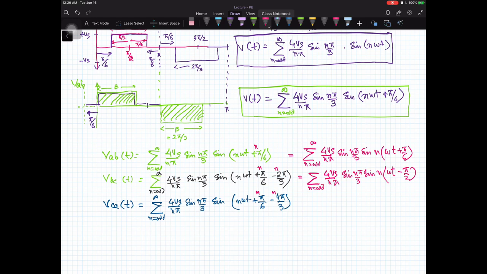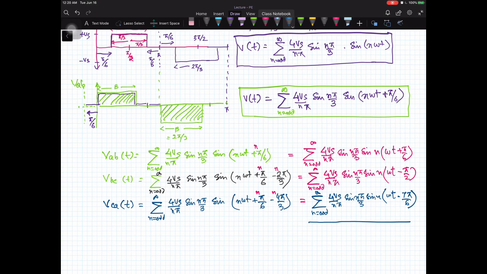So for all odd harmonics, and for the waveform VCA, 4VS by n pi into sine of n pi by 3 into sine of n omega t, now subtracting from this minus pi by 2 minus 2 pi by 3, you are going to get minus 7 pi by 6. So your Fourier series representation for the line voltages VAB, VBC and VCA is this one.